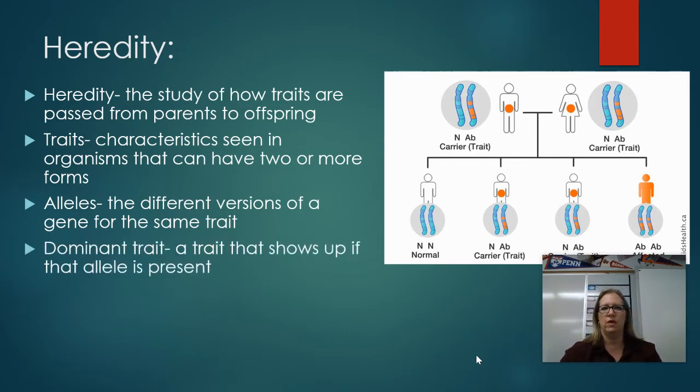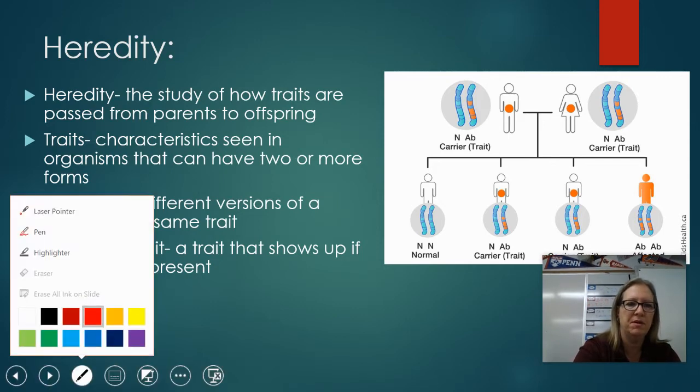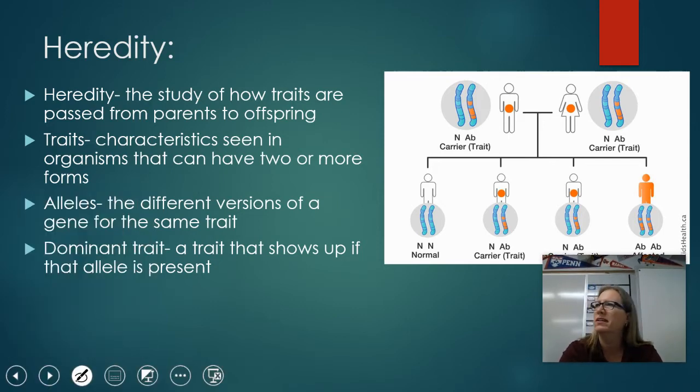A dominant trait is one that shows up if that allele is present, and it's always represented with a capital letter, okay? Let me get my pen. So if I'm talking about, I don't know, height, okay? If something is tall or short, I'm going to use a letter that represents that. I can use H for height, but I'm actually going to use the T for tall, okay? The capital T would be used then to show that dominant allele, that dominant trait. And if that shows up, that's what's seen in the organism, okay?